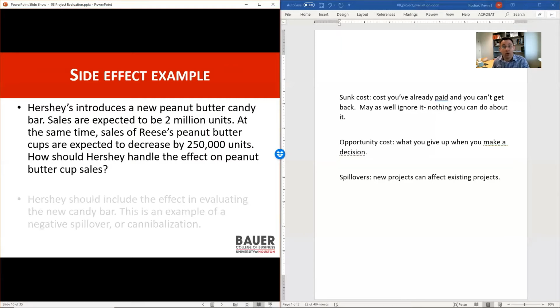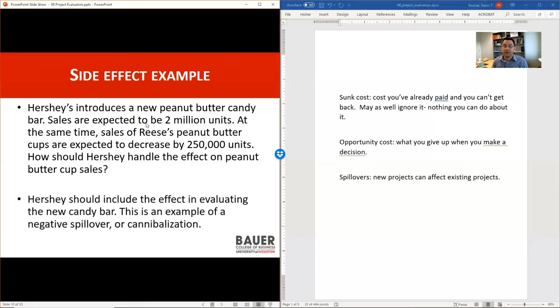Well, they need to incorporate that, right? You can't pretend that this 2 million in sales of the peanut butter bars is the only thing going on. We need to subtract from that the 250,000 reduction in the units from the peanut butter cups when you're making your forecast. And we call this a negative spillover or cannibalization.